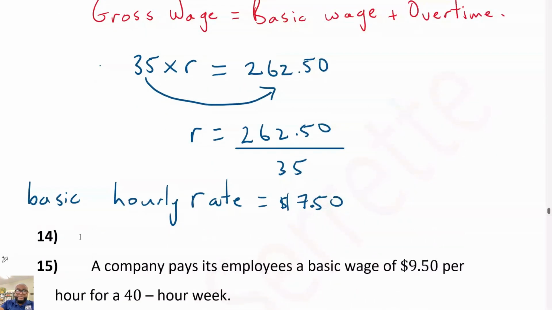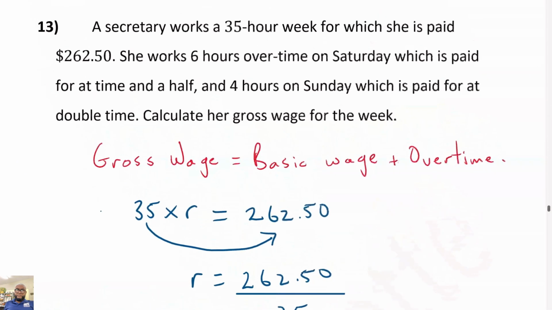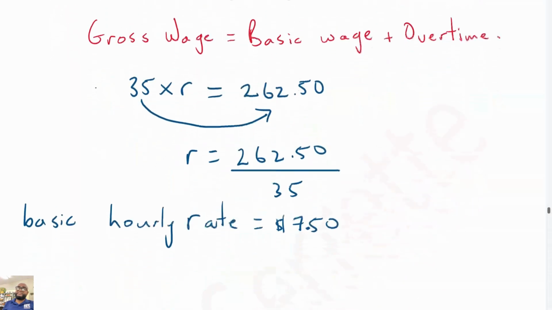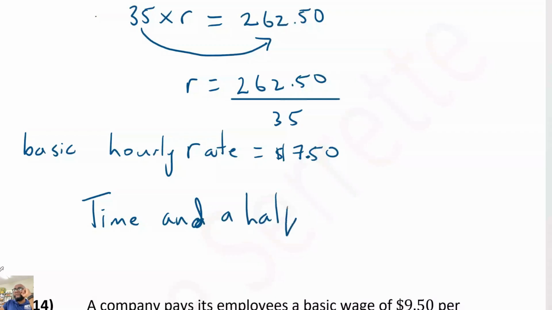I need to find out what this person is making in overtime. So I'm going to find my 6 hours of overtime, which is paid at time and a half, and my 4 hours of overtime, which is paid at double time. So let's first calculate my Saturday rate, which is time and a half, right? I told you time and a half is 1.5 times the basic hourly rate, which will be $7.50. So give me my time and a half rate, please.